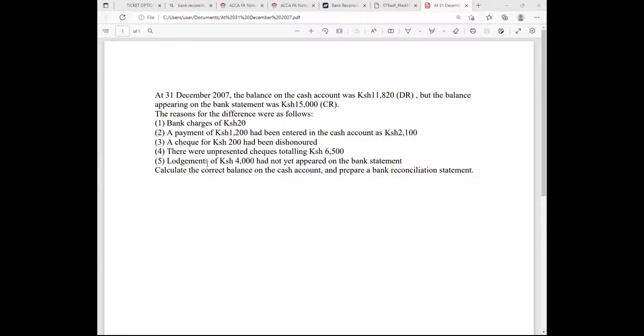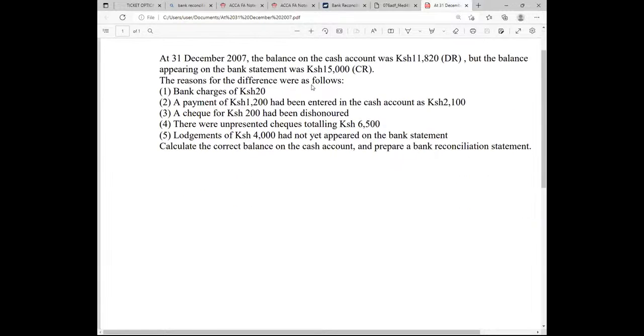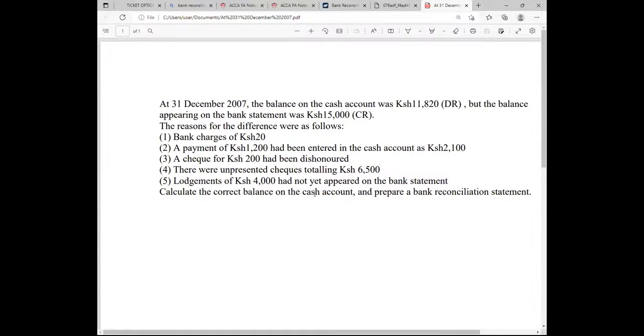So now we are told at 31st December 07, the balance on the cash account was Kenya shillings 11,820 debit. But the balance, I hope you guys are able to see this question. Are you able to see this question? If you're able to see it, comment there, and then most importantly, take a screenshot.